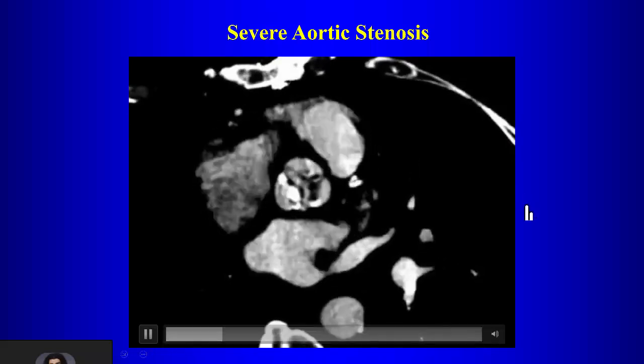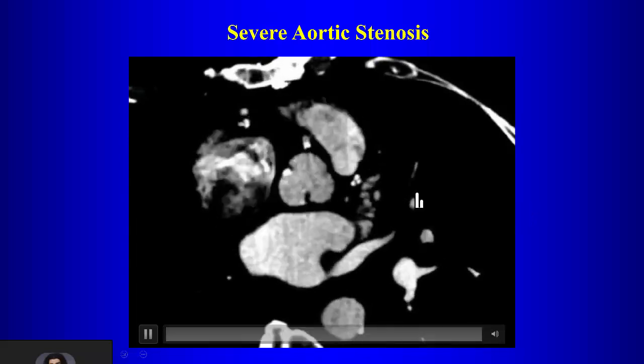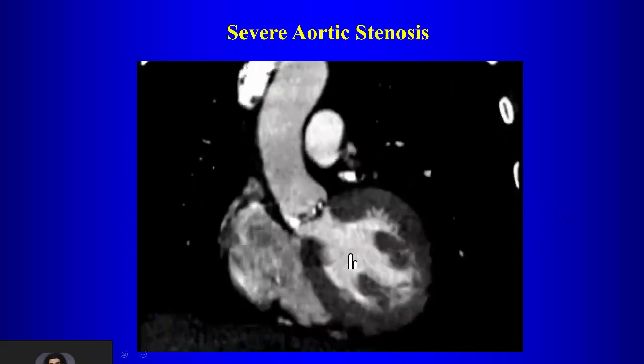So you would need a retrospectively gated CT scan. You would need images in systole to be able to look at the aortic valve when it's maximally open, right, to grade the severity of stenosis.